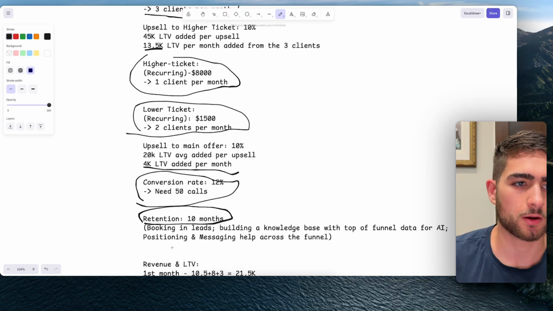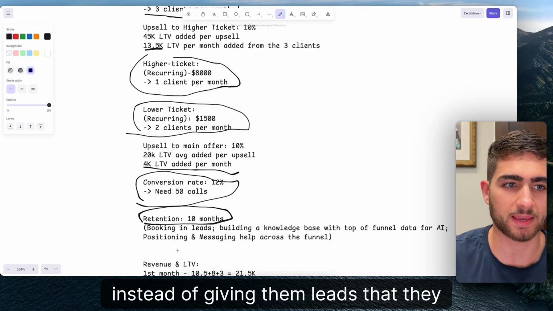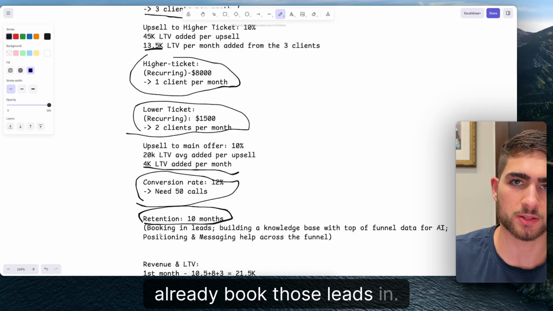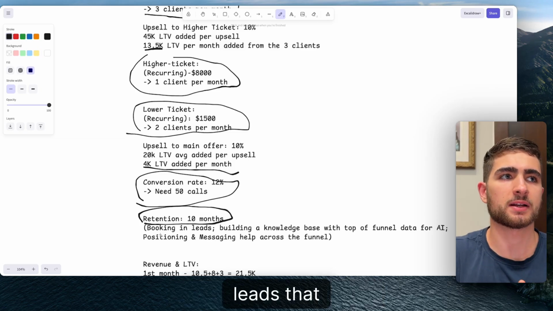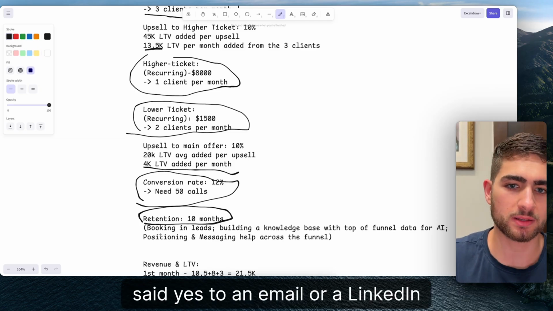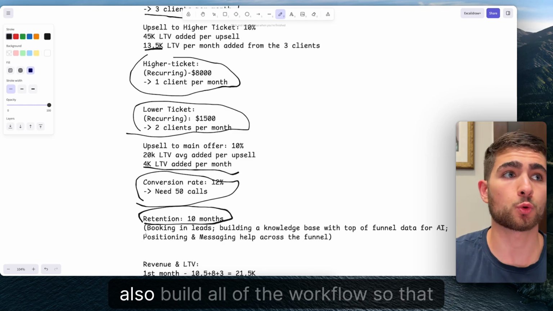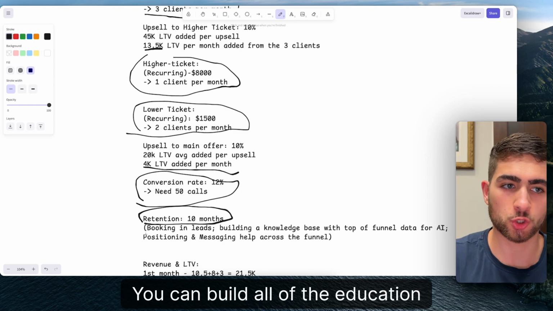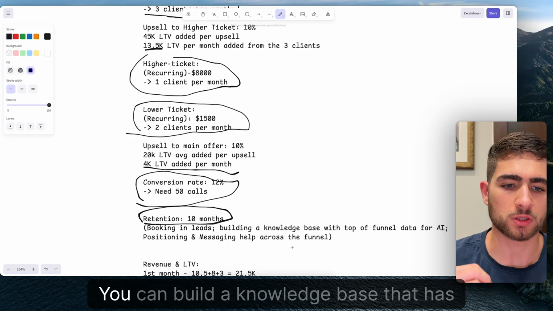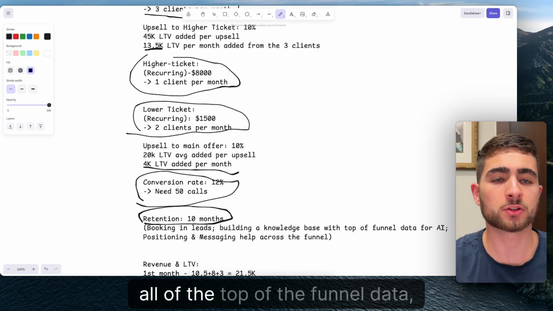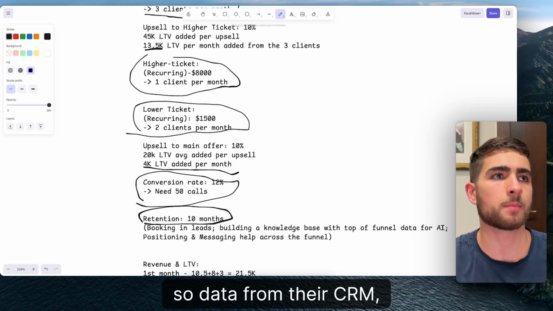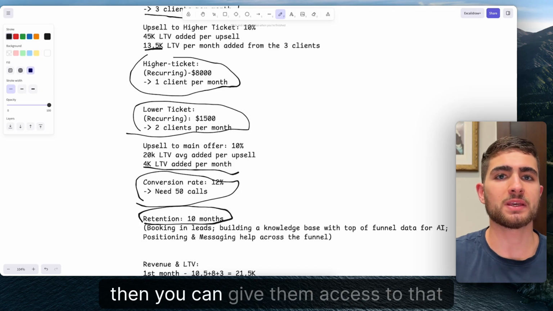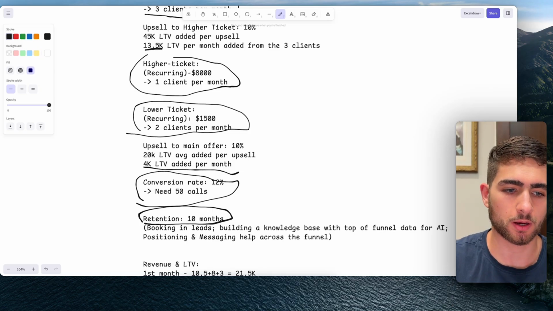So if you're an agency, for example, instead of giving them leads that they can call and convert into calls, maybe you can already book those leads. Instead of giving them leads that just said yes to an email or a LinkedIn message, you can actually schedule them in and also build all of the workflow so that they show up to the call. You can build all of the education materials for that company. You can build a knowledge base that has all of the top of the funnel data. So data from their CRM, all of their call recordings, all of the go-to-market campaigns. And then you can give them access to that via AI.